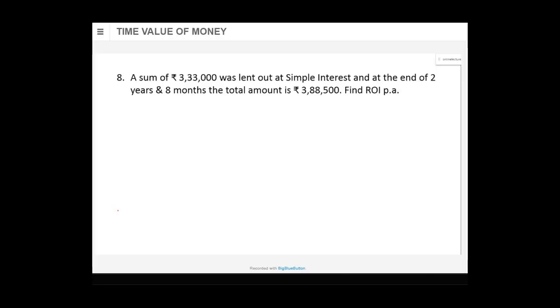2 years and 8 months. 8 months is equal to how many years? How to do that? 8 divided by 12. On a calculator, you do 8 divided by 12. That gives you 0.66666666 of a year, and then 2. So period here will be 2.6666 recurring 6. 2.66666. 8 months is 0.66666.